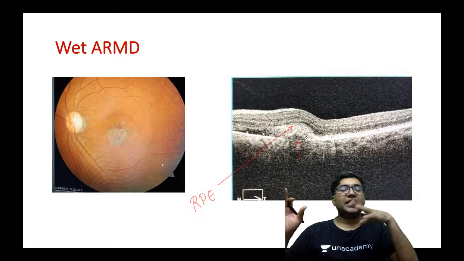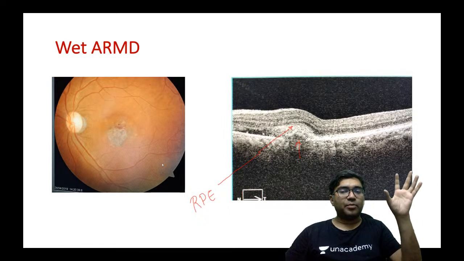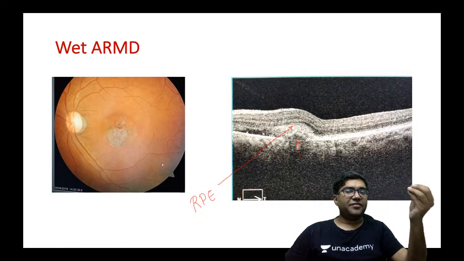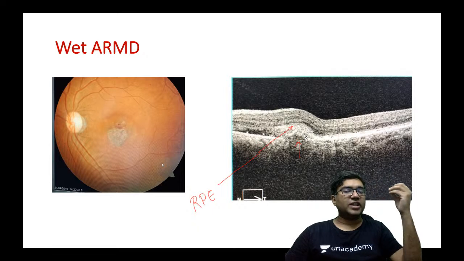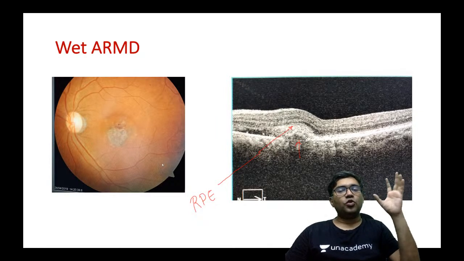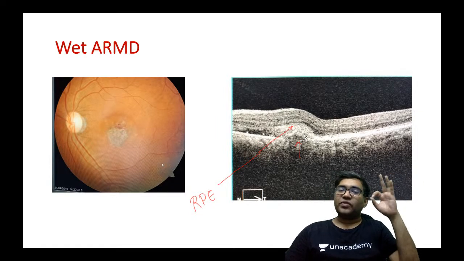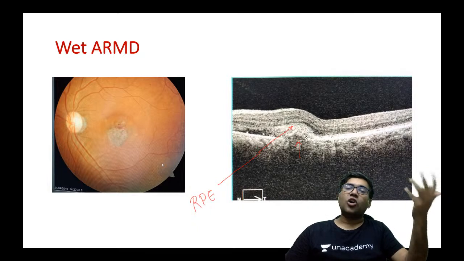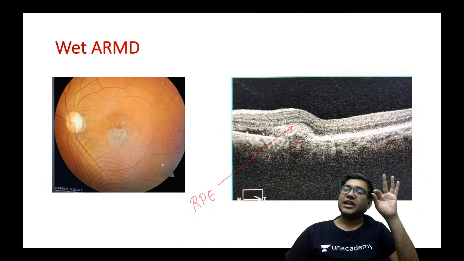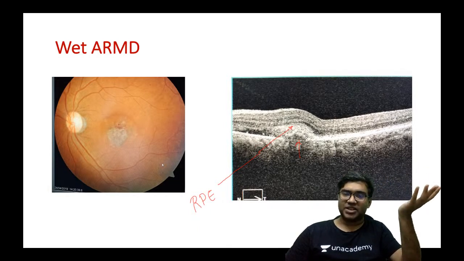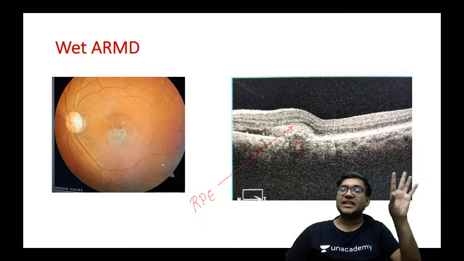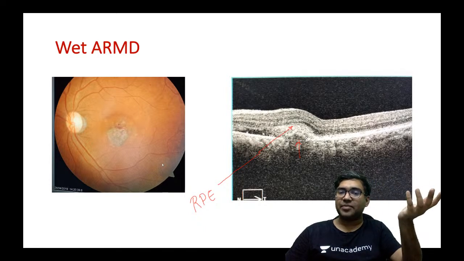In dry ARMD, it is because of the lipohyaline material, and in wet ARMD, it is because of the new vessels that are formed beneath the retinal pigment epithelium, which is also called choroidal neovascular membrane. So whether these are new vessels or not, you would ask me, sir, if they give only an OCT picture, can you identify whether it is dry ARMD or wet ARMD?